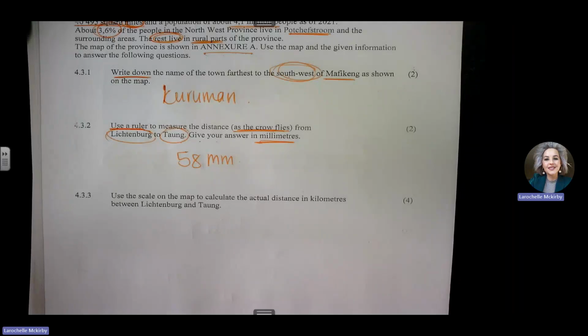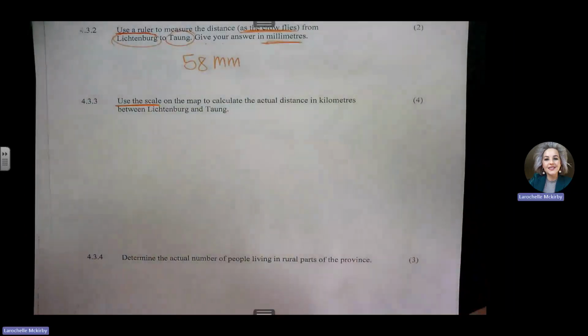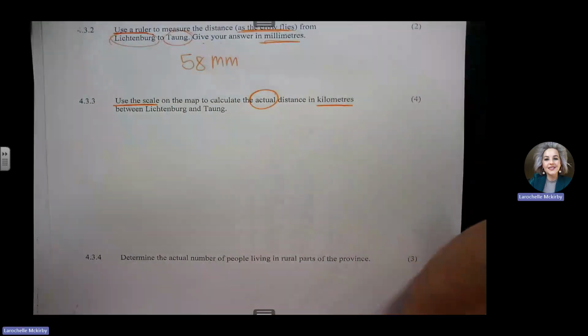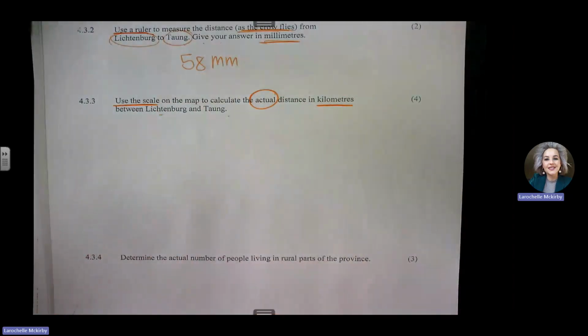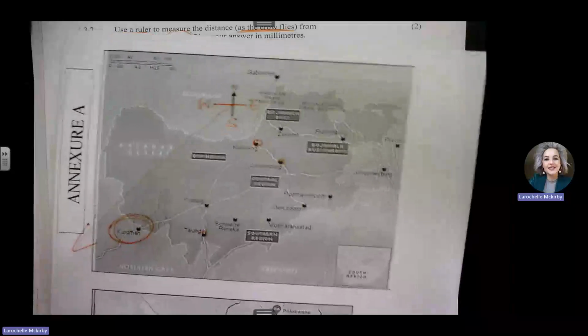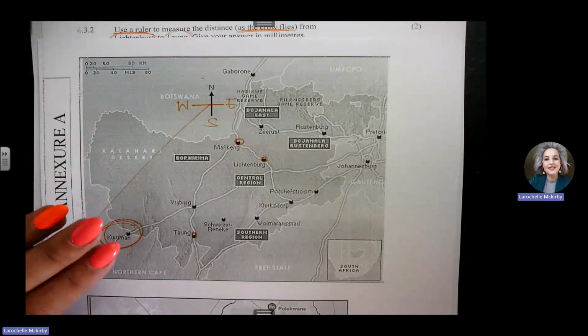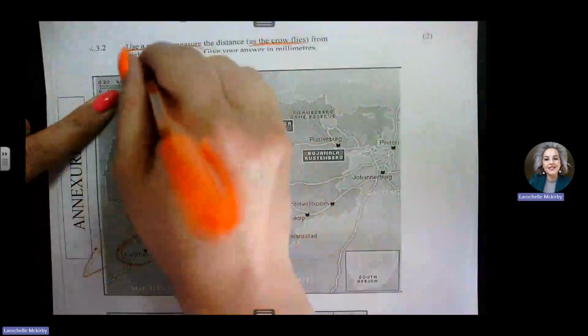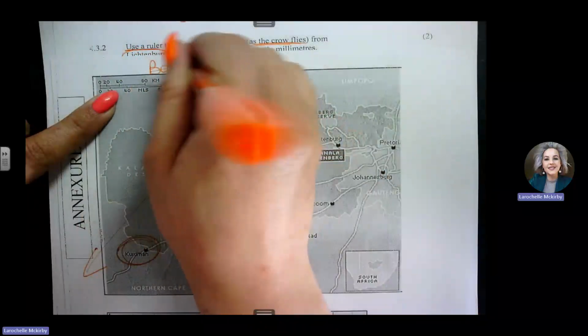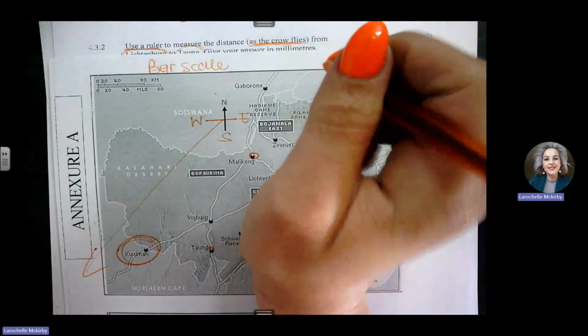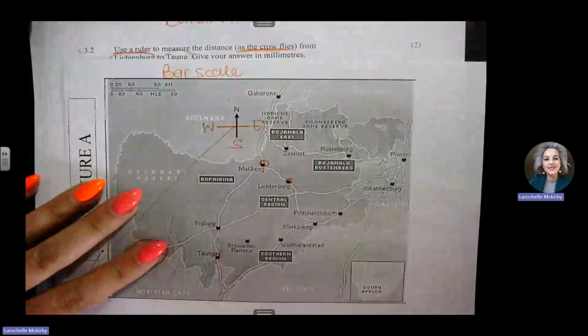Okay. So let's look at the next question, 4.3.3. Use the scale on the map to calculate the actual distance in kilometers between these two towns. Did you see a scale on this map? Yes, I see a scale. First things first, what do you call this scale that is given here? We call it a bar scale. Or we can call it a graphical scale. I don't know if you call it that, but a bar scale is the one that I'm very familiar with.